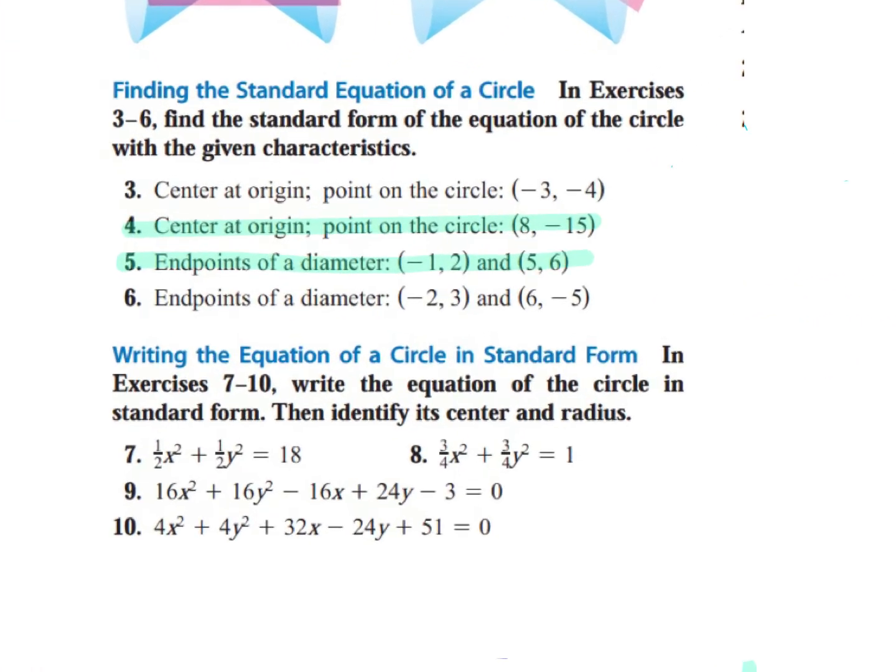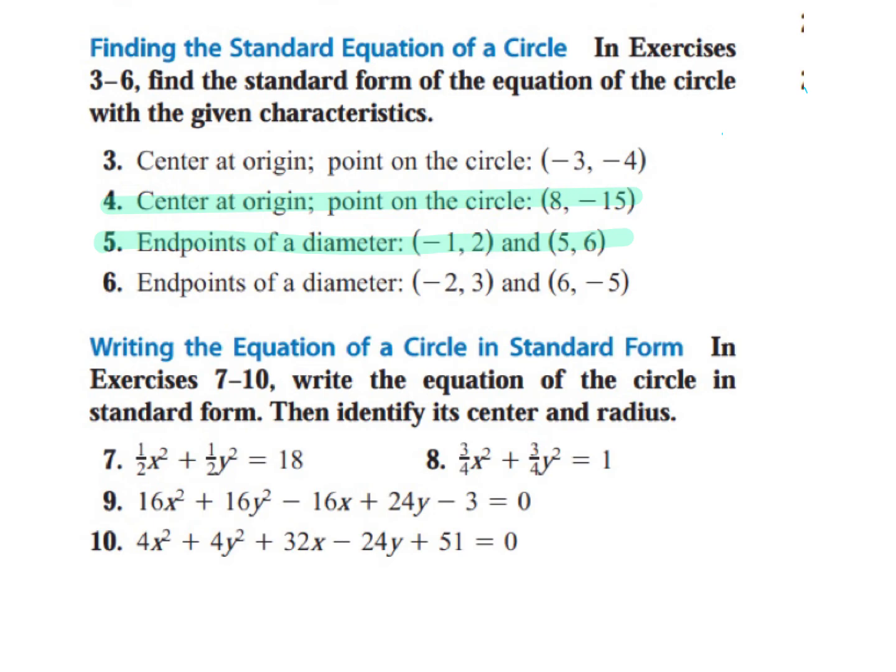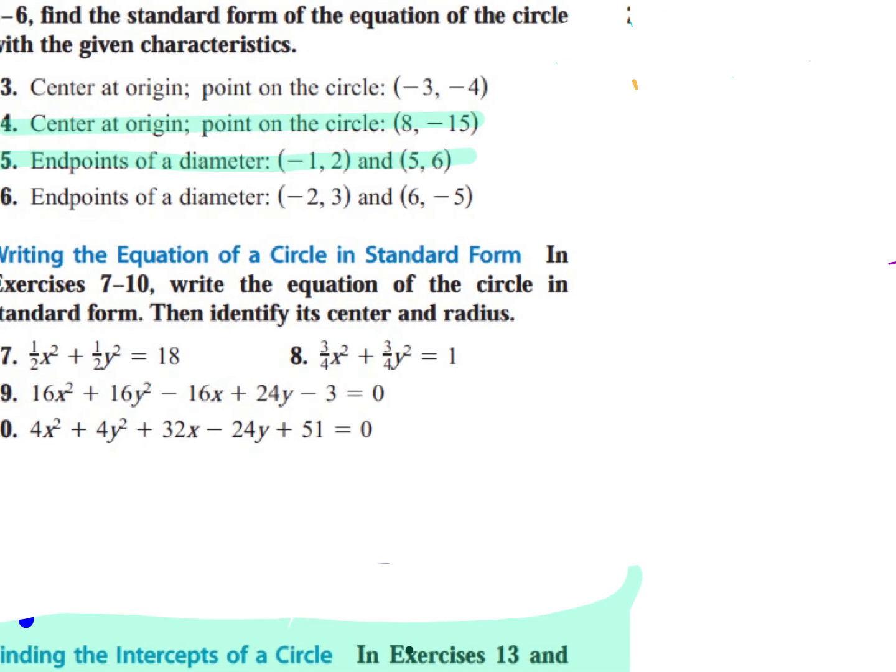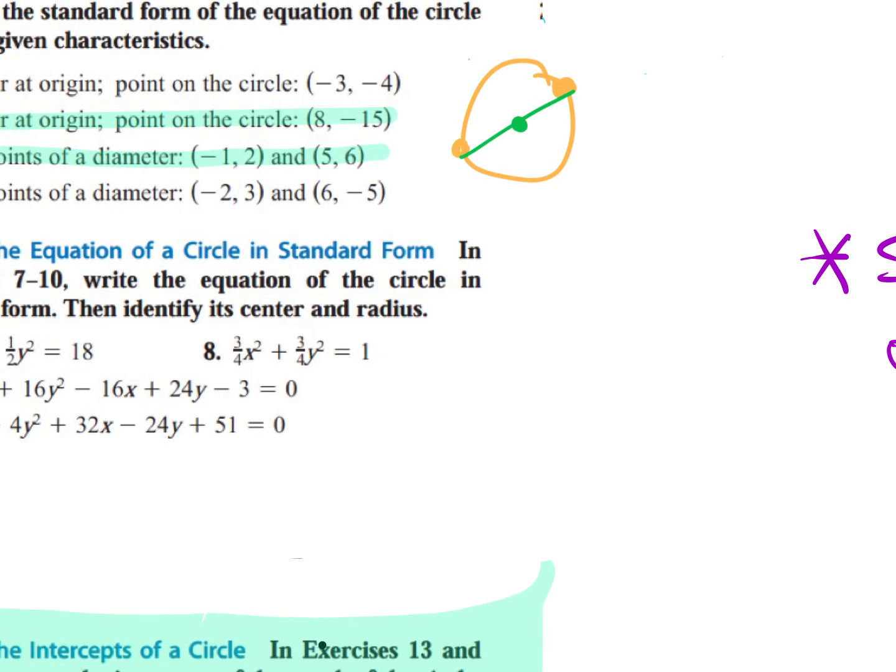So let's look at number 5. The endpoints of a diameter are given. So it's like if we had a circle here and it gave us the endpoints of the diameter. How would we find the center of the circle? The midpoint of the 2 points. So the midpoint formula would be x1 plus x2 over 2, y1 plus y2 over 2.